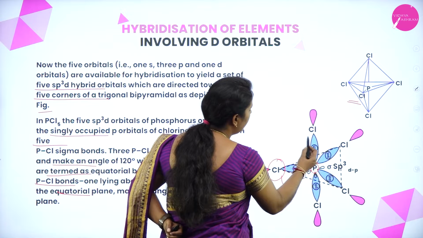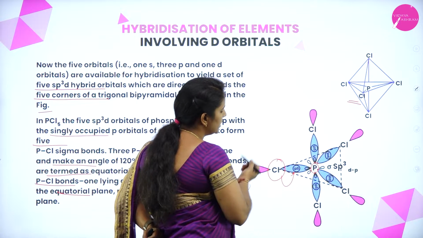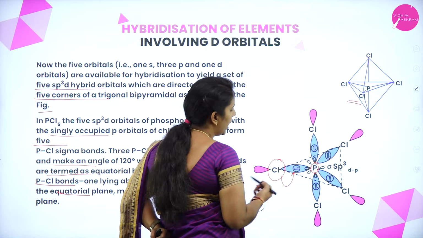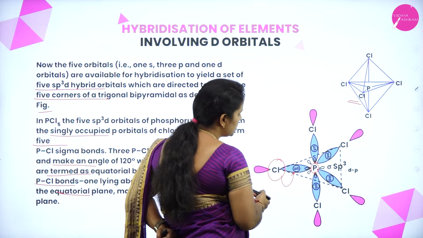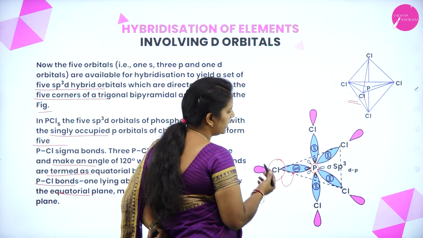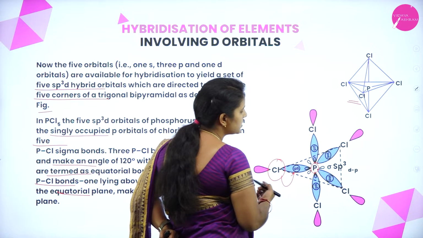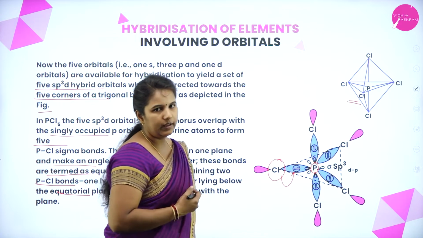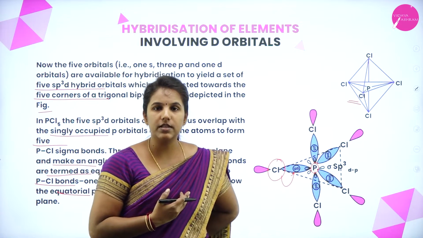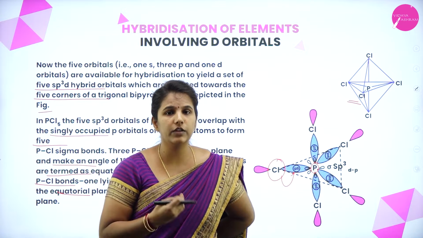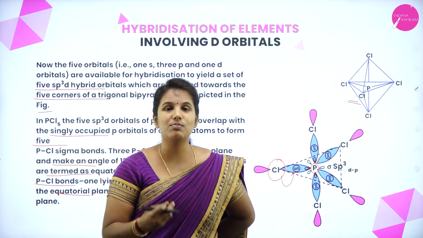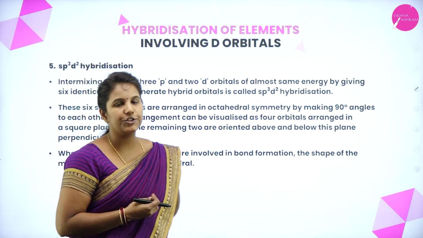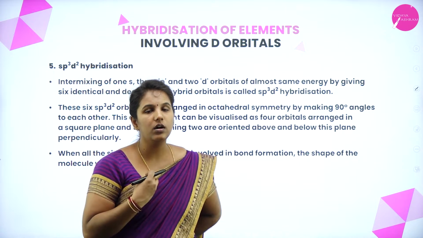You can see that there are 5 unpaired electrons in the phosphorus, which are attracted towards the chlorine atoms, and each chlorine atom donates one electron, resulting in the formation of PCl5. Especially the electrons in the p orbitals overlap with the chlorine atom and form sigma bonds, with a bond angle around 90 degrees. This shows that in PCl5 the d orbital is involved, hence it is known as sp3d hybridization. Now let us see the last hybridization, that is sp3d2 hybridization.